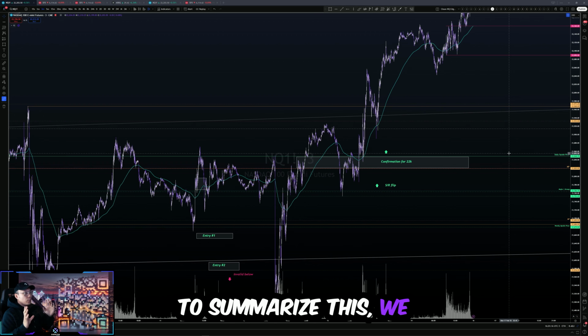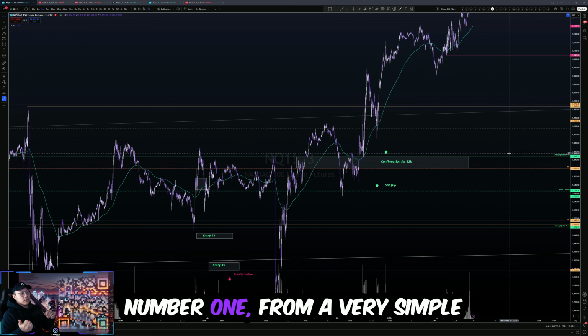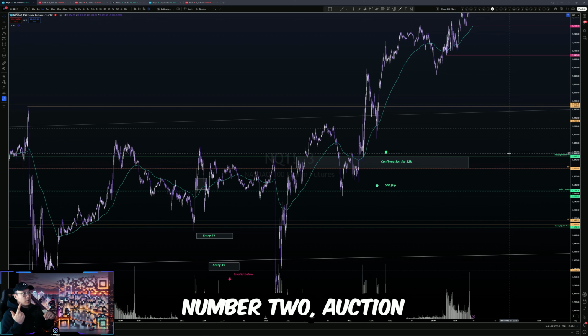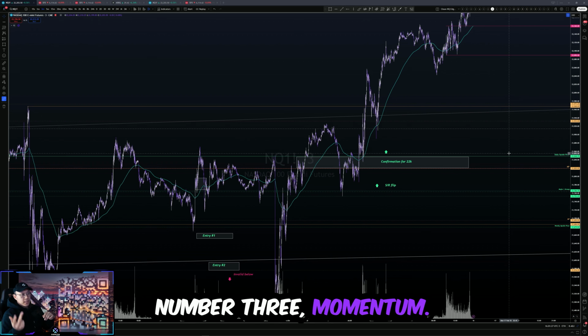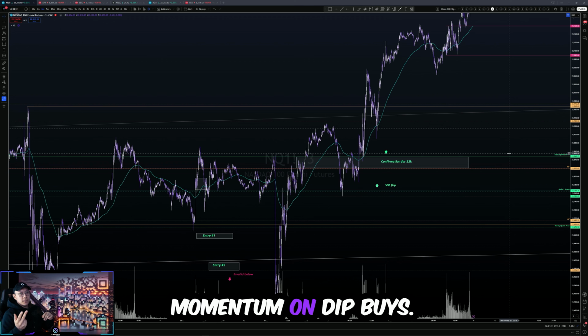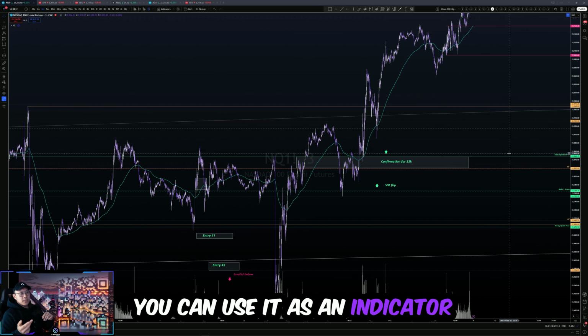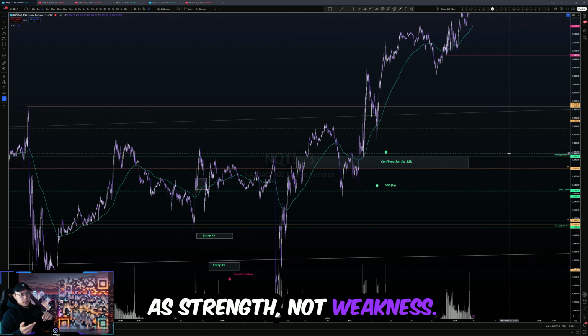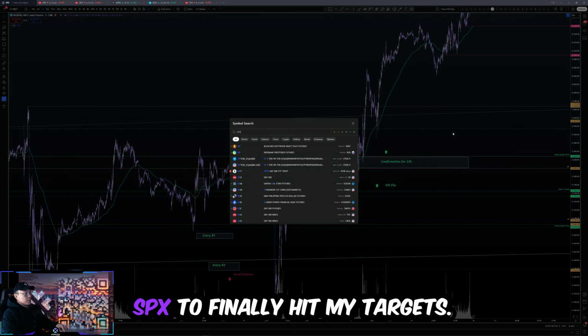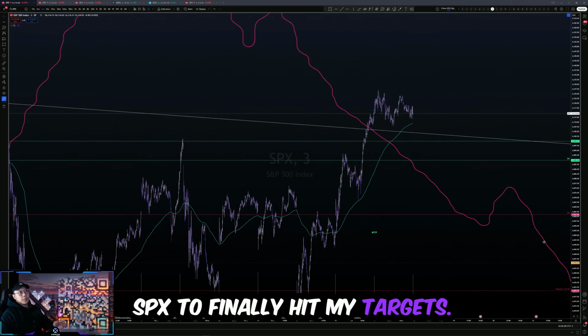To summarize this, we looked at the market from different angles. Number one, from a very simple technical analysis perspective. Number two, auction market theory, volume profile perspective. Number three, momentum. Something as simple as spotting momentum on dip buys, you can use it as an indicator of strength, not weakness. And from here, I probably expect SPX to finally hit my targets.